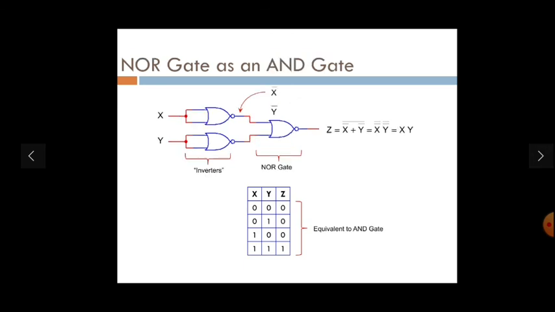Let us see the NOR gate as an AND gate. So above is the circuit diagram for the AND gate, which is made from NOR gates. X and Y both are inputs and Z is the output. When X and Y both are 0, output is 0. When X is 0, Y is 1, output is 0. When X is 1, Y is 0, output is 0. When X and Y both are 1, output is 1. Okay, so this is exactly equal to the AND gate. It is the truth table for the AND gate.